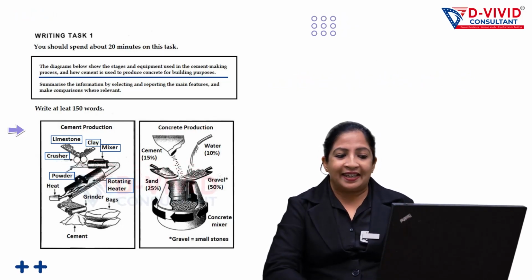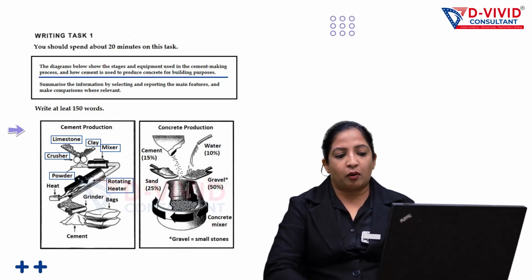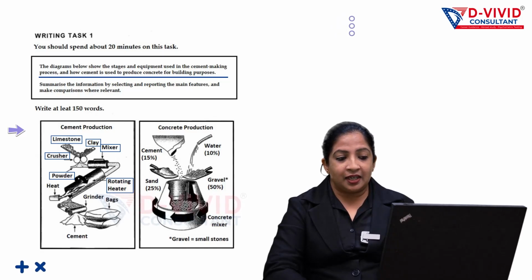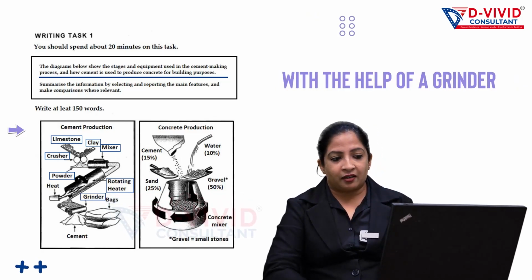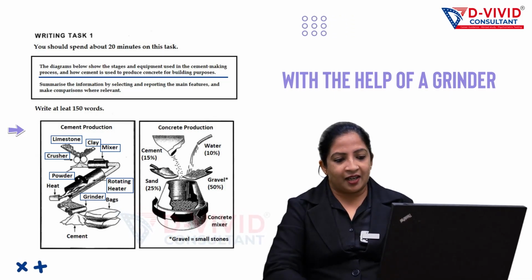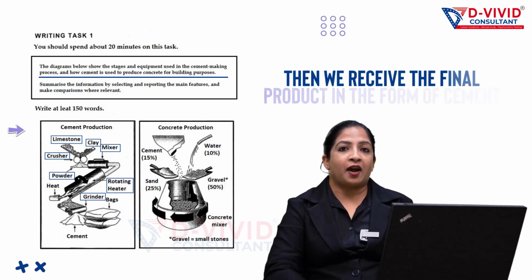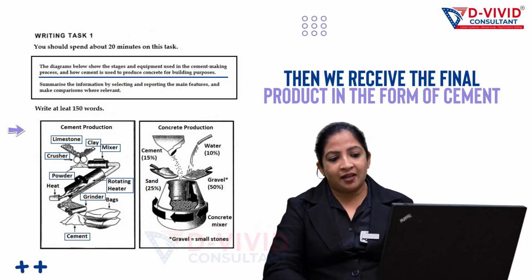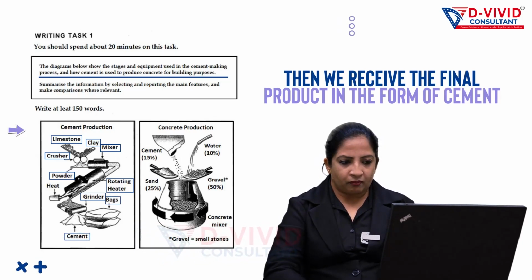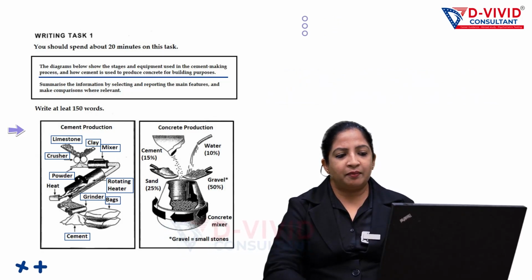So what then happens? The moment this intensely heated raw material is out of that rotating heater, it is ground again with the help of a grinder, and once it is ground, we receive the final product in the form of cement, which is then packed in bags. So this is how the process of cement making is carried out.